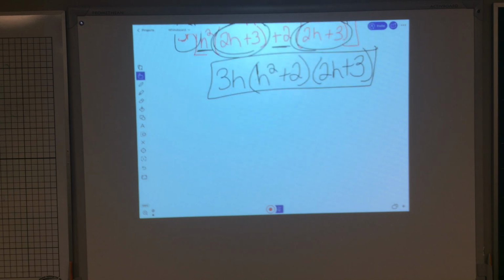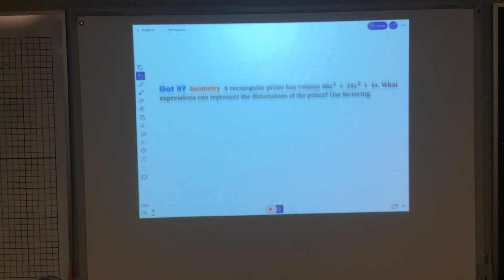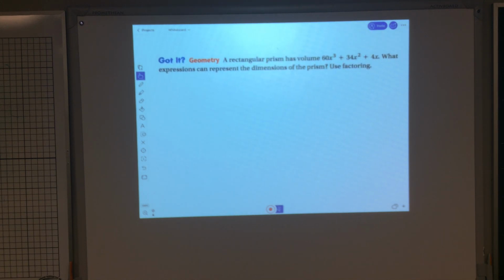If I were you, I would pause this video again and try this very last one on your own, and then check it out, but completely your choice. So in this last one, I'm starting with 60x cubed plus 34x squared plus 4x. This one's only 3 terms. What do I do first? Still check if there's anything I can factor out.